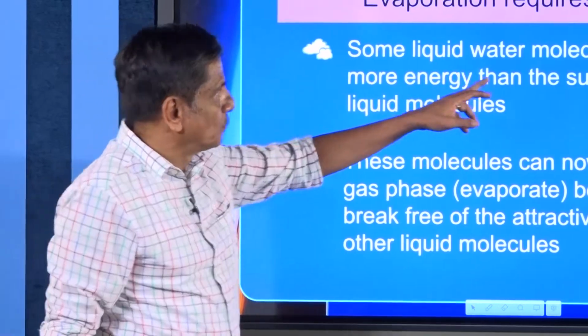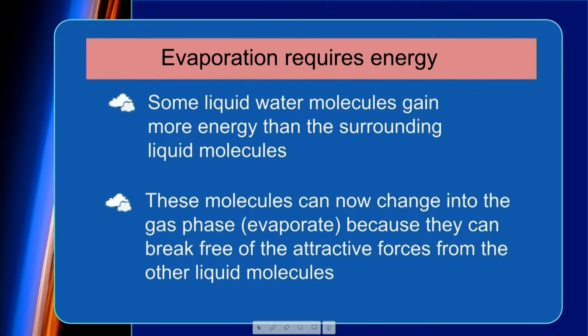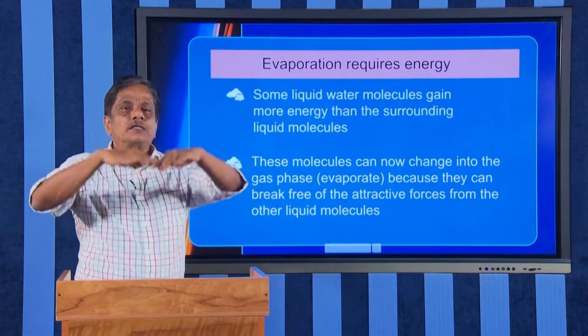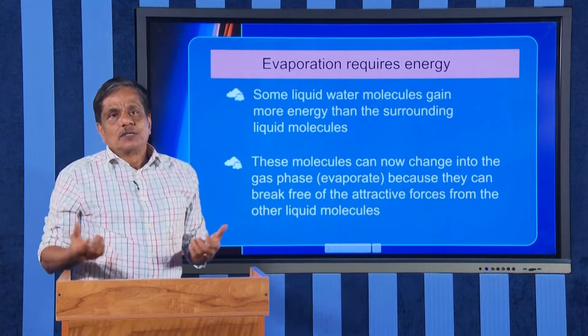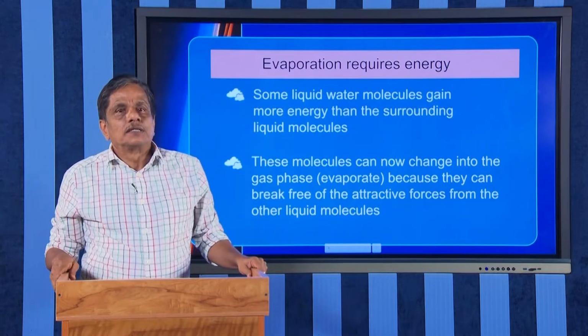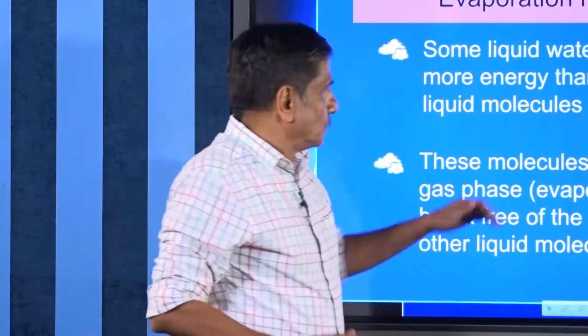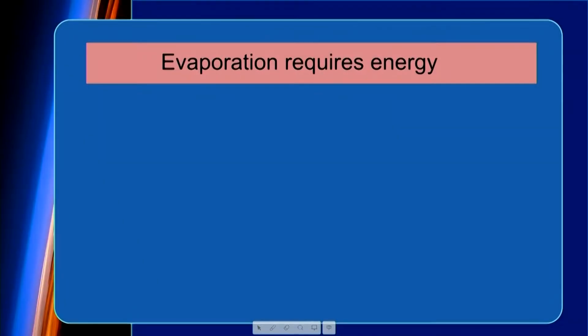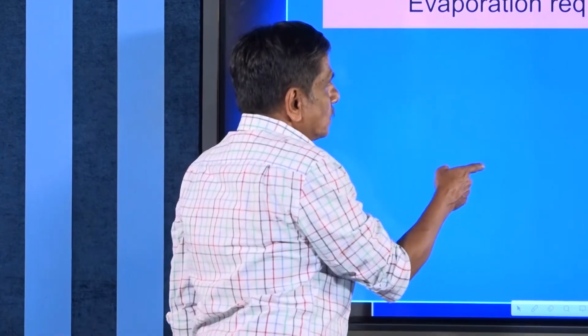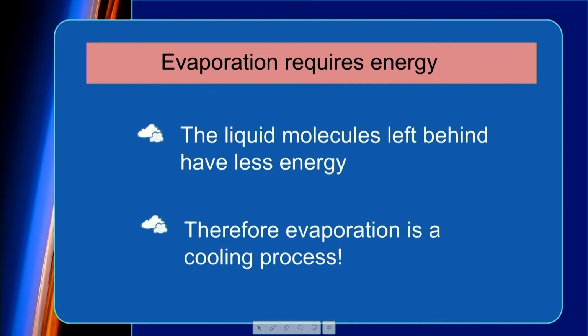Now, some liquid water molecules gain more energy than the surrounding liquid molecules. In a simple manner, we can say that the water present on the surface as well as in the sea will be evaporating, so that it absorbs heat energy and gets evaporated. Ultimately, since it absorbs heat energy, it is virtually a cooling process. Therefore, evaporation always produces cooling. So, this is the fundamental reason. Evaporation requires energy, and because it takes some amount of energy, it is a cooling process, right.